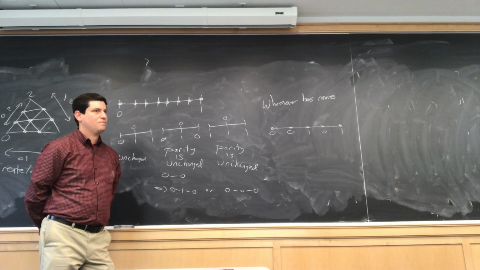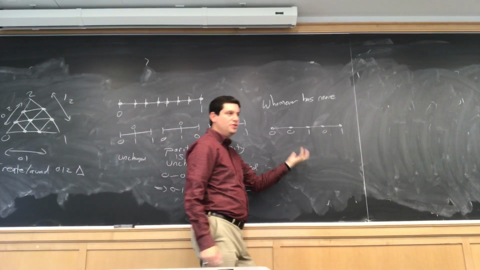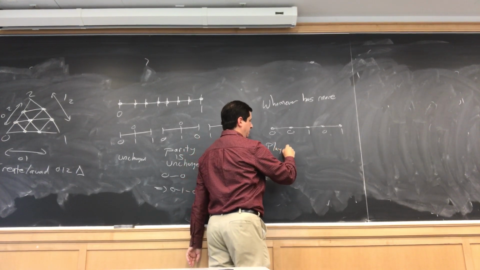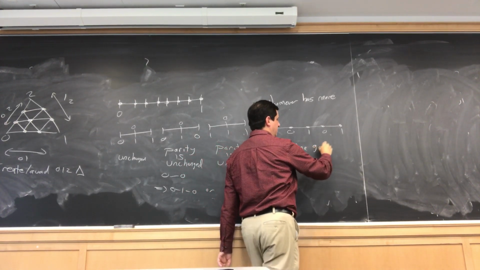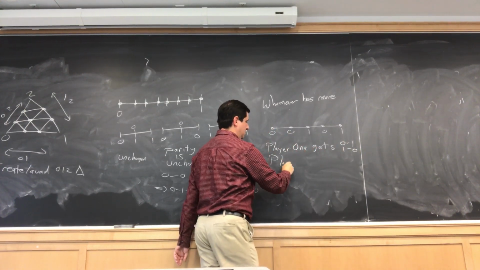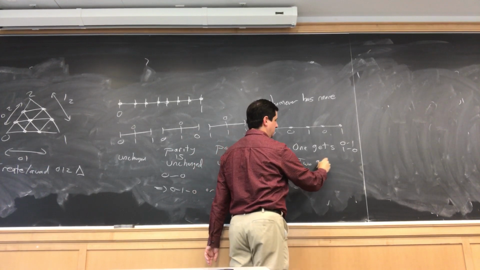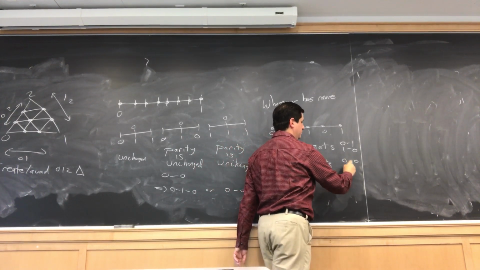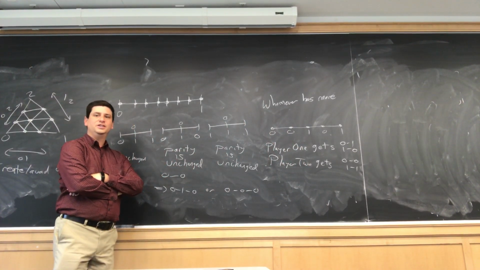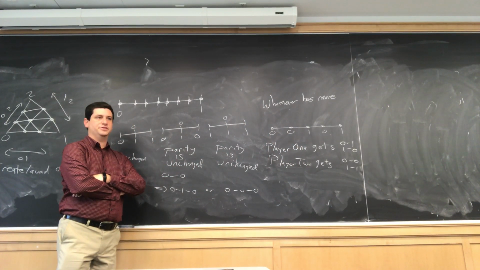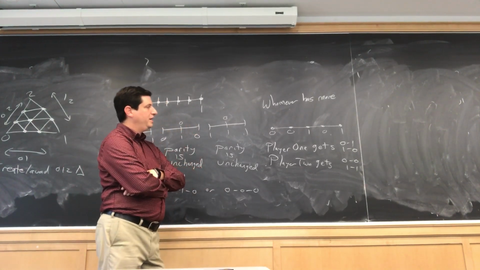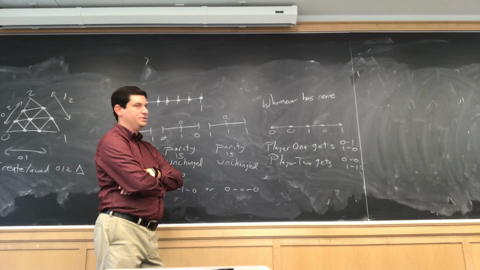Oh, so one person is counting just the 0,0s and 1,1s. Exactly. The other person counts the others. So player 1 gets 0,1 and 1,0. Player 2 gets 0,0 and 1,1. So each person gets 2 configurations. So in this one, we have 3 0,1 segments.